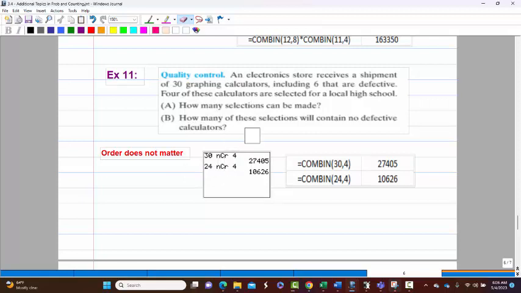Now the next one says, how many will contain no defective calculators? So we're choosing 4, but we're discarding the defectives. If you have 30 calculators and 6 are defective, you're left with 24. So we're asking, how many ways can you choose 4 calculators out of the 24 good calculators? In the first scenario, they weren't checked, they were just chosen at random. But now we've reduced them down to the good ones. So it's 24 choose 4. That'll be that answer, a combination answer.